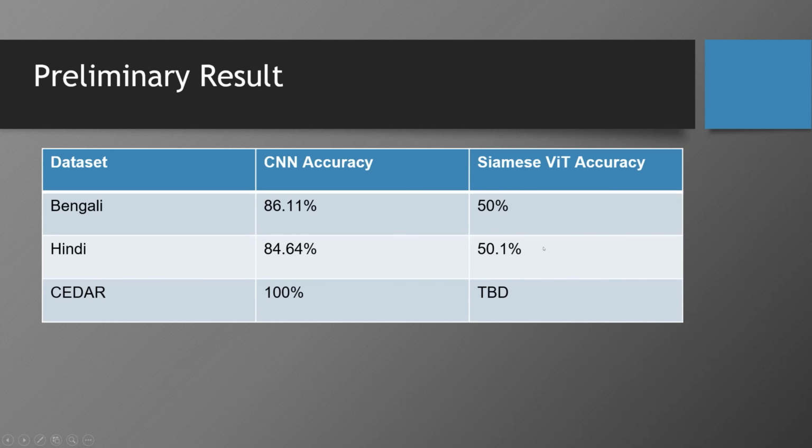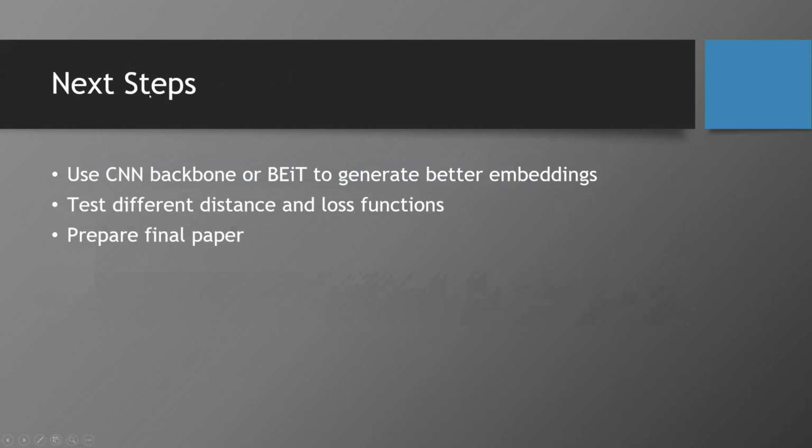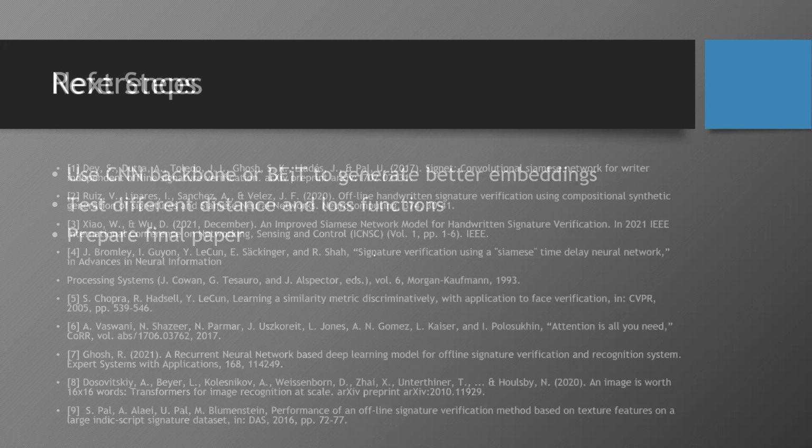And the next steps. So we're thinking maybe it's possible to use a CNN backbone or a different transformer architecture as the base. We're using Vision Transformer, the base one, to get a better accuracy. And as I mentioned, the different distance and loss functions, and obviously our paper. And these are references.